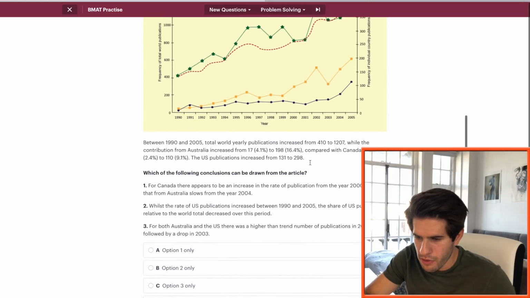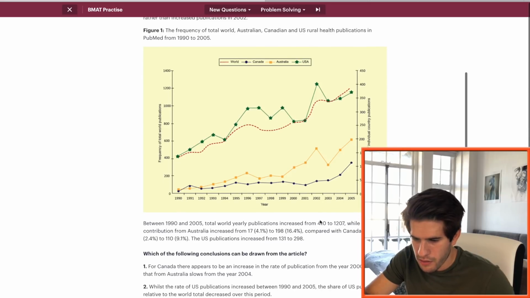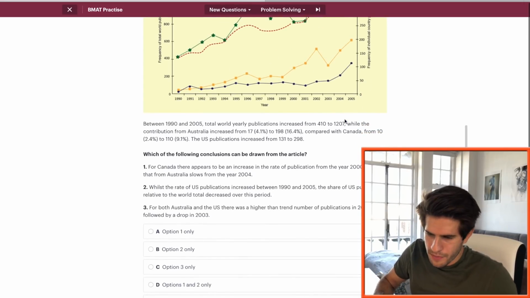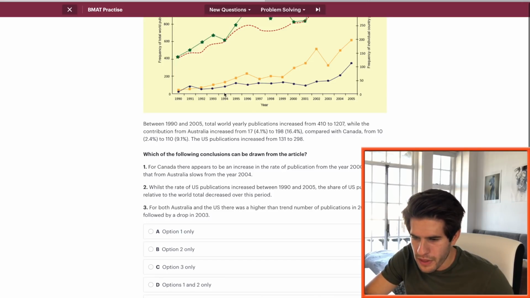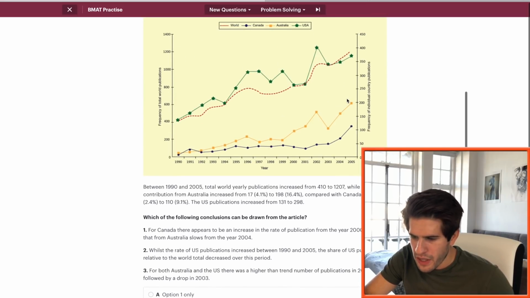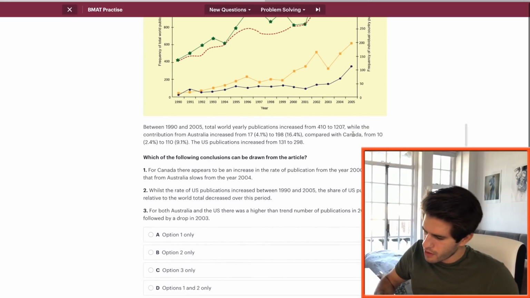So Canada increase from 2000. Which one of these is Canada? Blue. Canada, an increase, okay, true. Whilst from Australia, there's a slow from 2004. There's not a slow here, so 1 is definitely false. 2, whilst the rate of US publications increased between 1990 and 2005, USA increased, true. The share of US publications relative to the world total decreased over this period. I would say that that's probably true because all of the other ones are increasing as well. So 2 true.